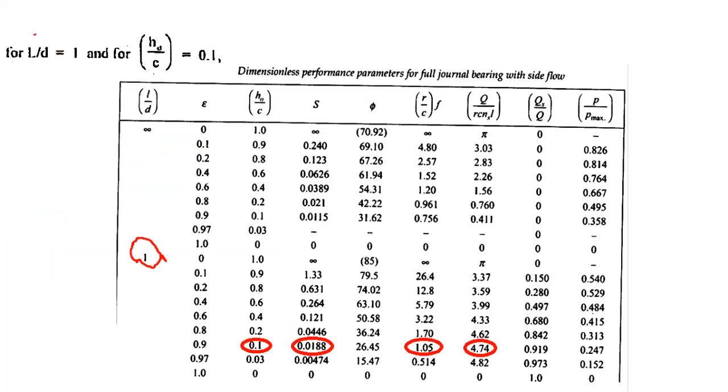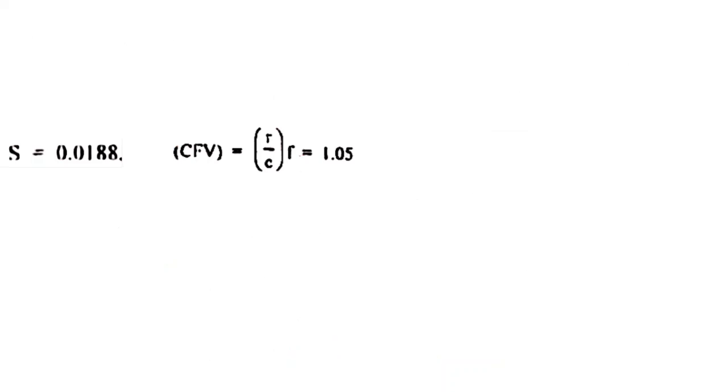So if I see L by D ratio 1 and h0 by C 0.1, in front of that 0.1 value, you can see S is given 0.0188. R by C into f value in front of 0.1, I'm going to get 1.05. Similarly, Q upon rcNsl, I'm going to get 4.74. So S, R by C into f, and Q upon rcNsl, that is Sommerfeld number, coefficient of friction variable and flow variable, I found out from the table.